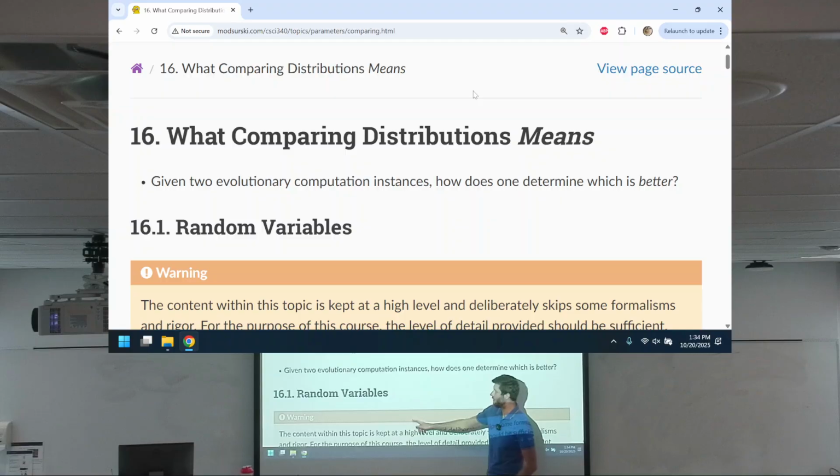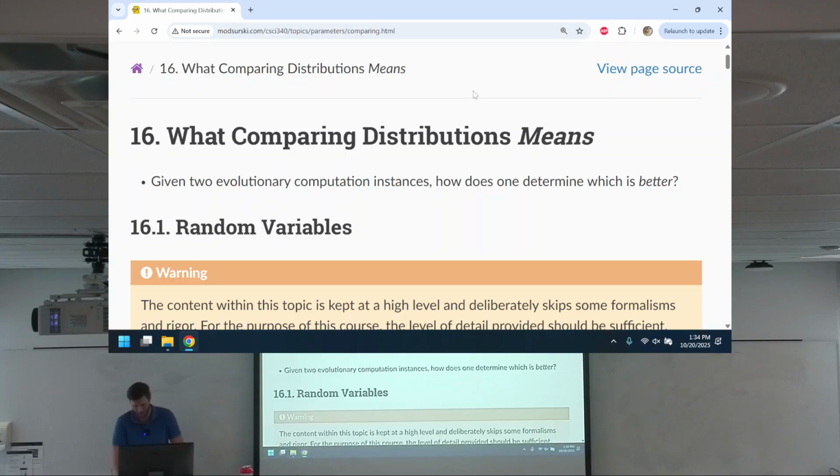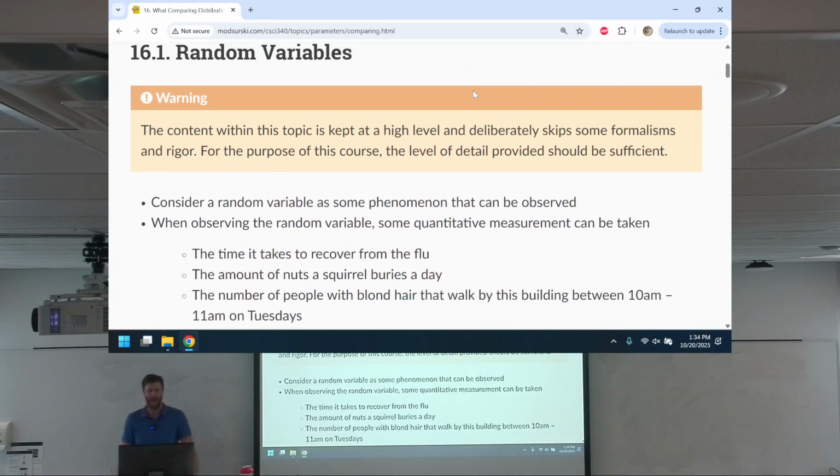Now, here's my warning. I'm not a statistician. Everything I'm talking about is going to be kept at a high level. I'm going to skip a lot of formalisms, and I think that's going to be fine to give you the intuition about what is actually going on when we are calculating these p-values. For the purpose of this course, this is going to be sufficient. If you want to know more, take more advanced statistics classes.